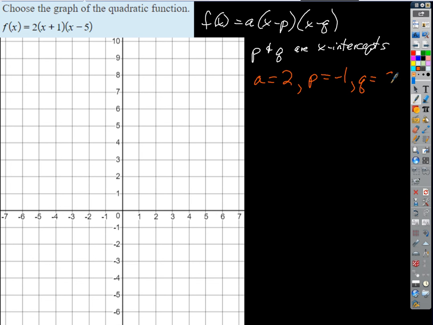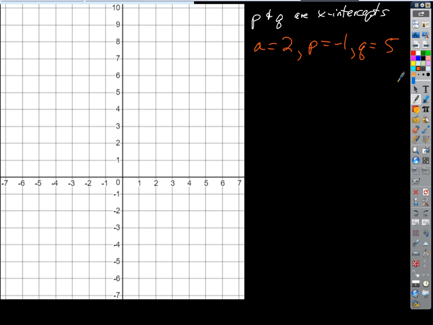Positive, right? Because it's x minus q, and this is x minus 5. So q must be 5, right? Okay, so if we know that p is negative 1 and q is 5, those are my x-intercepts, and there they are, right? There and there. Okay, there's 2 points on the graph. All we need to do now is find the vertex, and we're set.